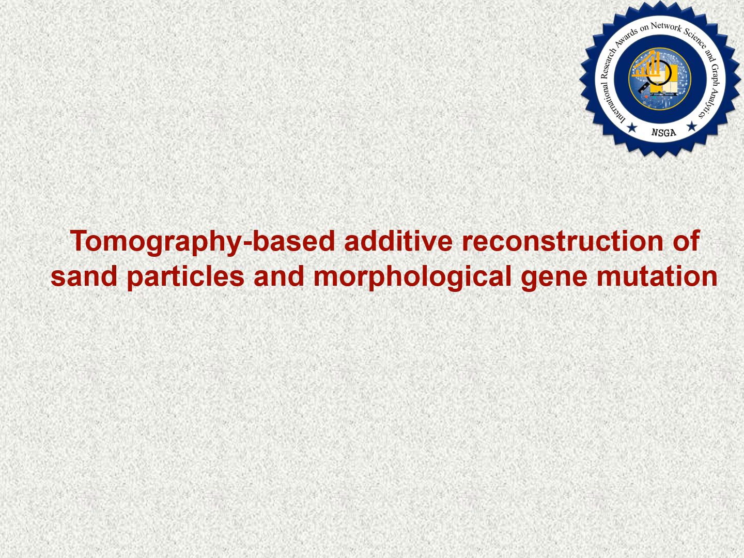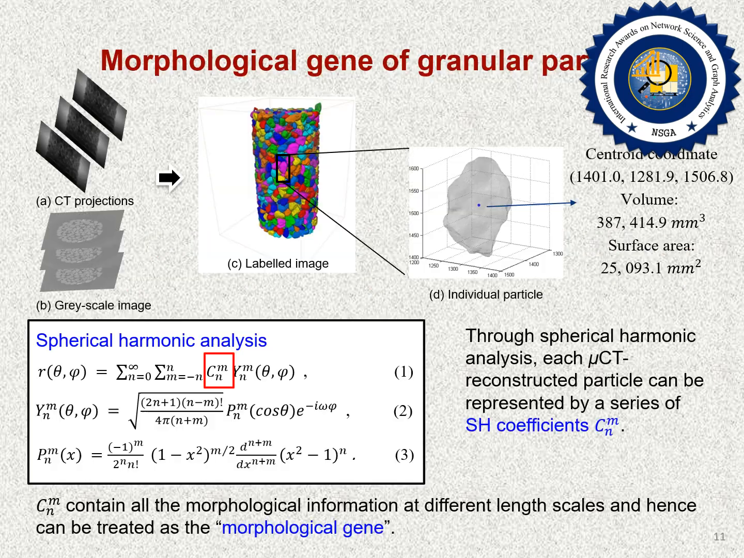Then comes the tomography-based particle reconstruction of sand particles and morphological gene mutation. First, we need to introduce the morphological gene for granular particles. Through spherical harmonic analysis, each micro-CT reconstructed particle can be represented by a series of SH coefficients. These SH coefficients contain all the morphological information at different length scales, and hence can be treated as the morphological gene.